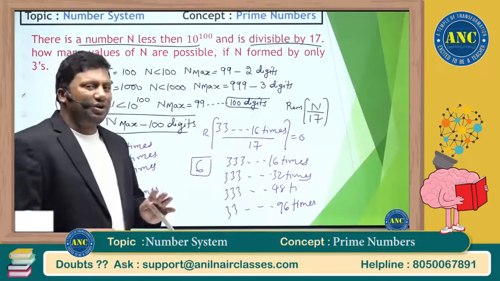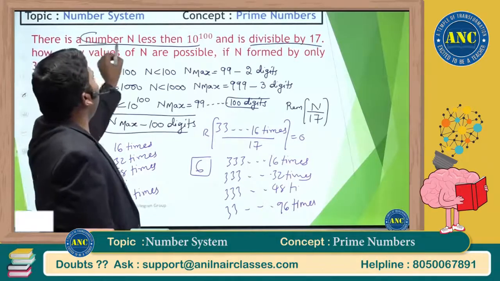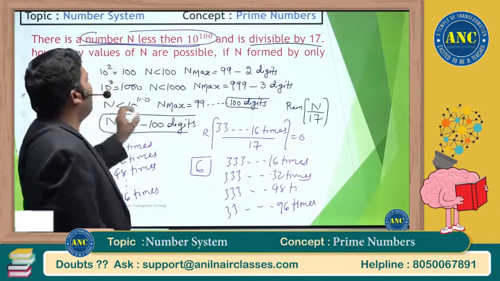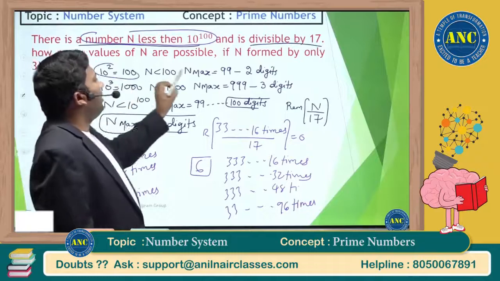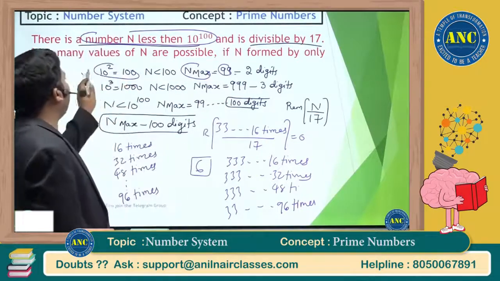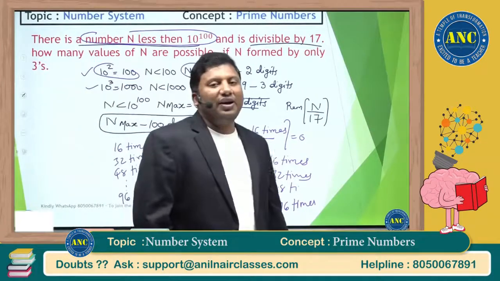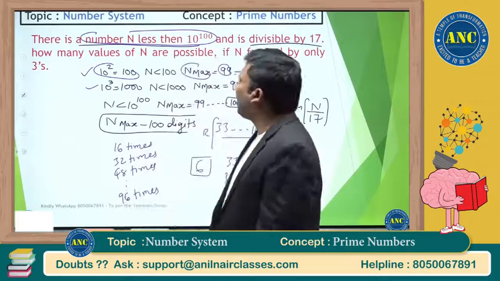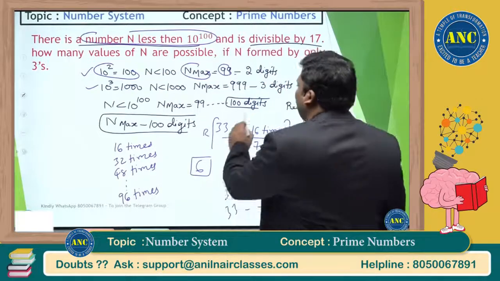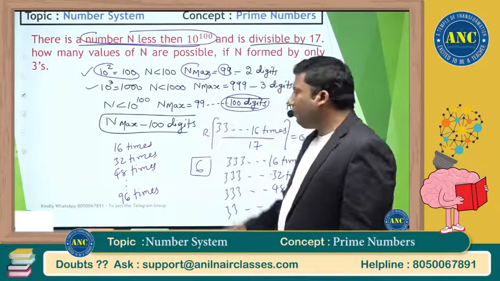Very, very easy question. It is not a difficult question. There is a number less than 10 power 100. So if I take 10 square, the maximum value is 99, which will have 2 digits. If I take 10 cube, the maximum value will have 3 digits. If I take a number less than 10 power 100, the maximum number of digits it will have is 100 digits. That will give us an upper cap on the question.